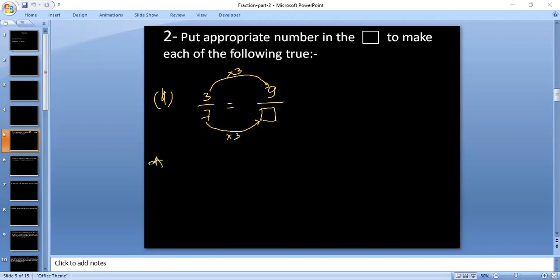But how will you represent it? How do I determine 3 here? Simply 9 divided by 3 is equal to 3. So multiply 3 both in numerator and denominator. 3 by 7 is equal to 3 into 3 by 7 into 3 is equal to 9 by 21. So here you should put 21.